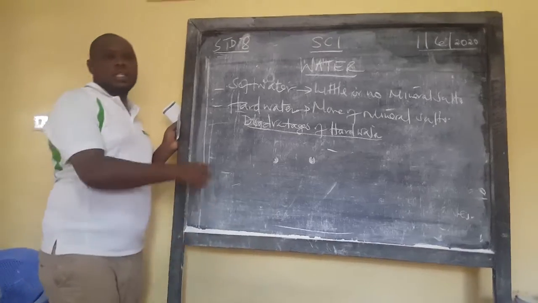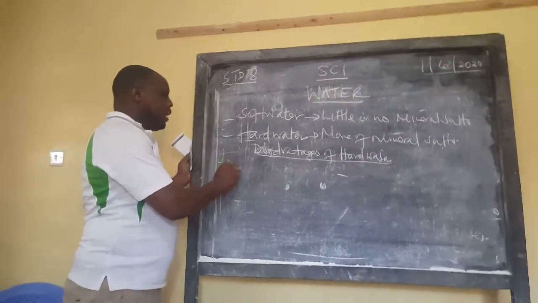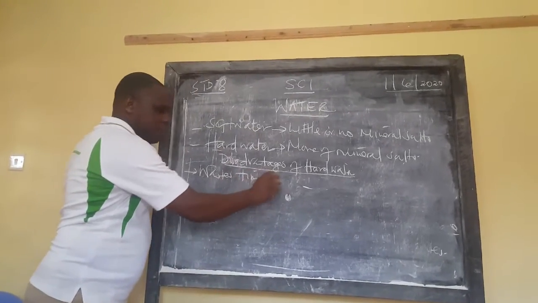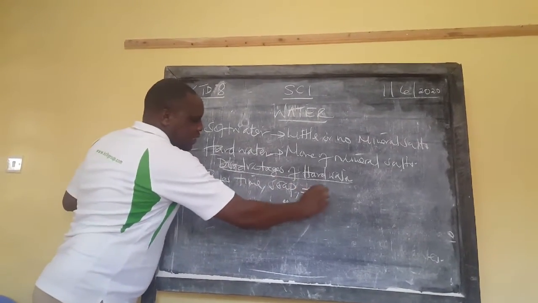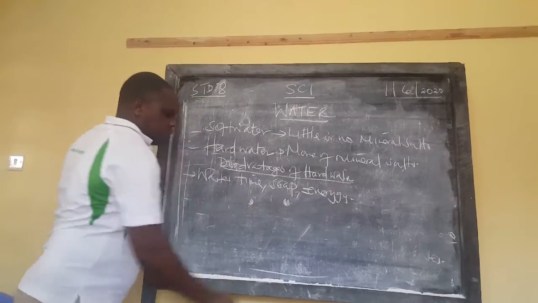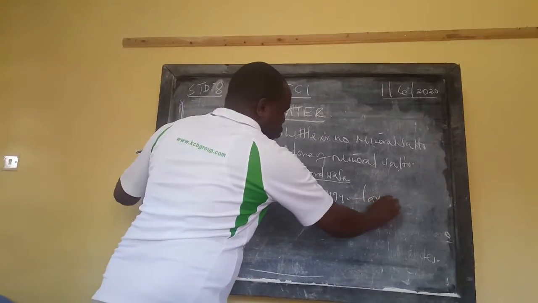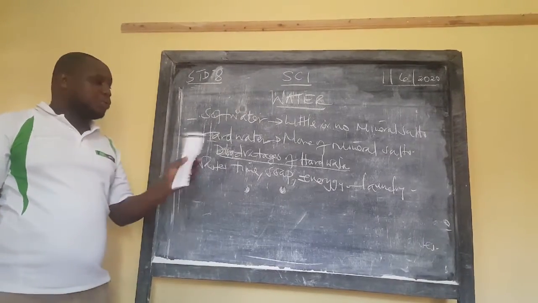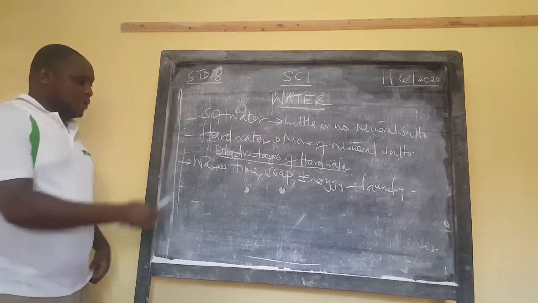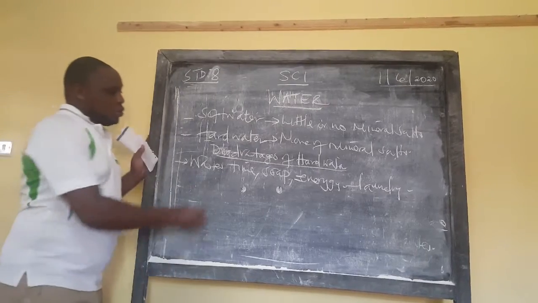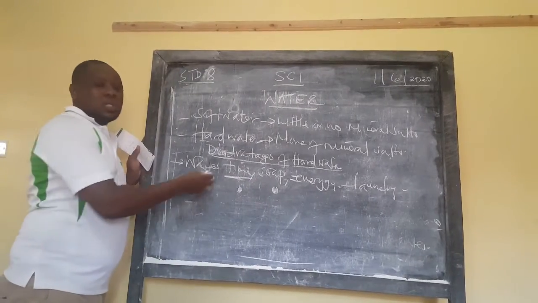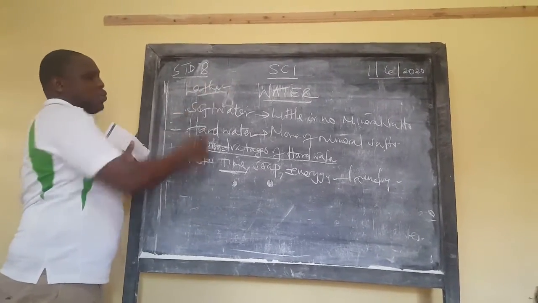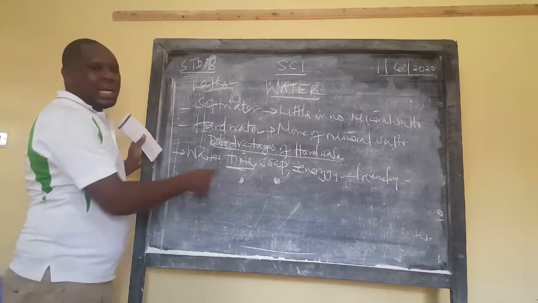Disadvantages of hard water. This one is disadvantageous in many ways. Number one, it wastes time, soap, and energy during laundry. When you're washing your clothes, you waste a lot of time. I'll be able to show you later how the soap is wasted. So the time also, because this one does not lather easily. We'll talk about lather towards the end of this lesson. Does not lather easily with soap.